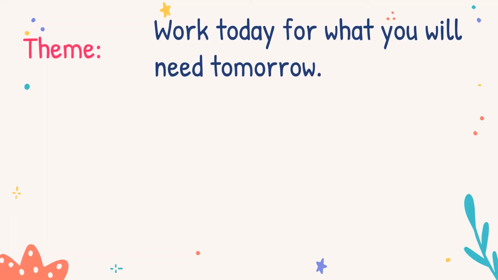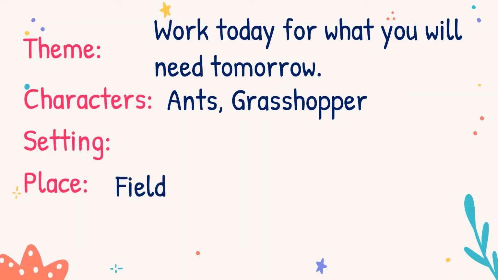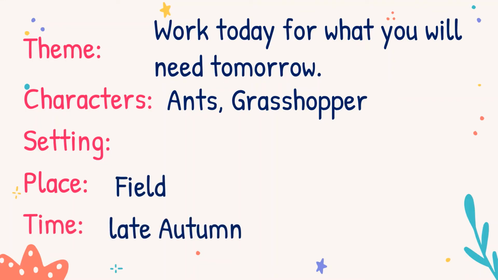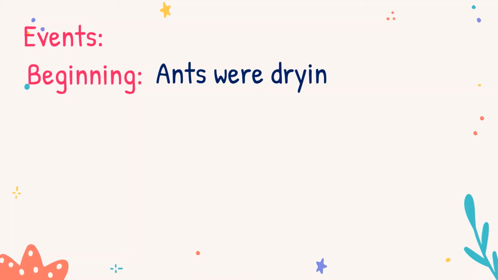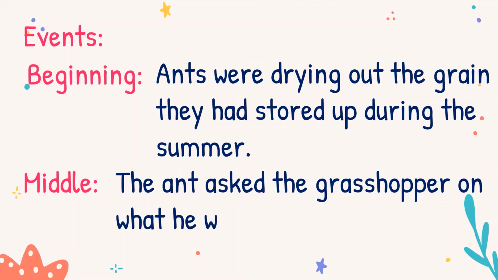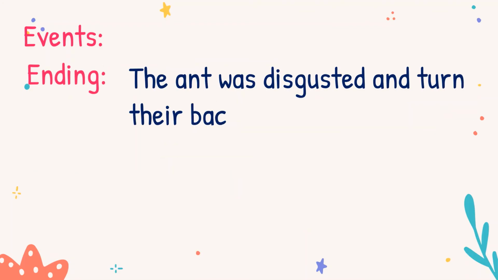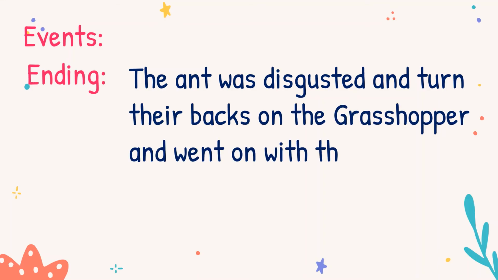For the theme, work today for what you will need tomorrow. And the characters, ants and grasshopper. For the setting, the place, field, and time, late autumn. For the events, the beginning: ants were drying out the grain they had stored up during the summer. For the middle: the ant asked the grasshopper what he was doing all last summer. And for the ending: the ants were disgusted and turned their backs on the grasshopper and went on with their work.